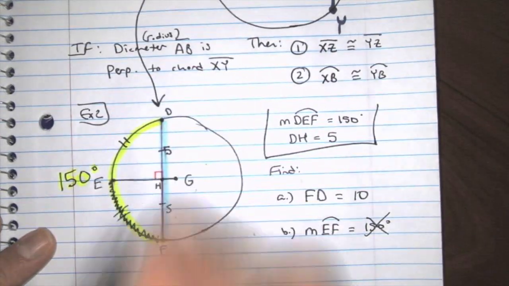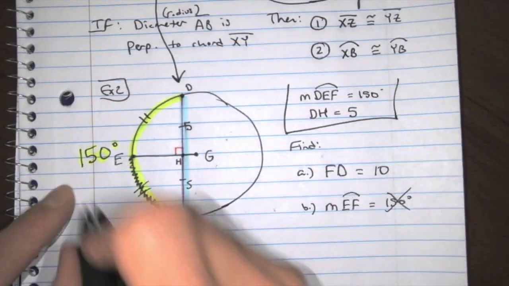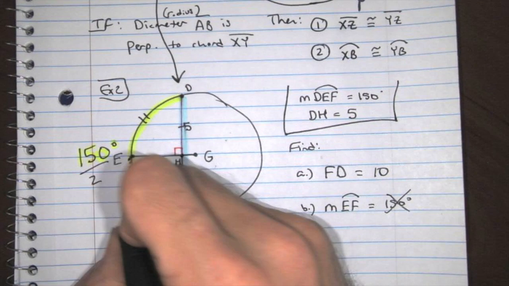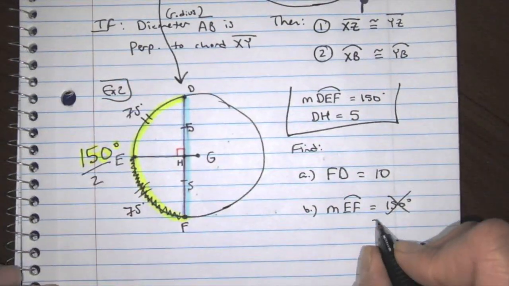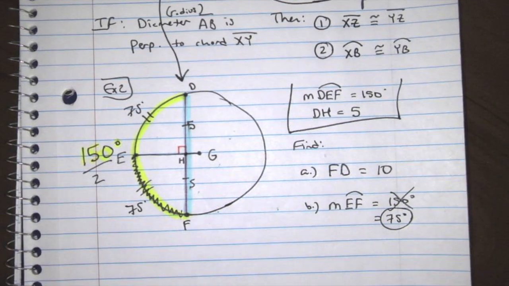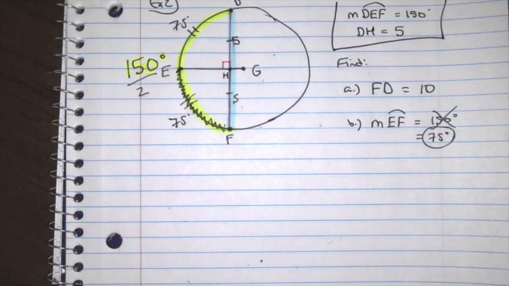These two have to be the same. Basically, take that 150 and cut it in half, and you should get, what is that, 75? 75. EF, the measure of arc EF has to be 75 degrees. I know, pretty simple. Not crazy difficult.